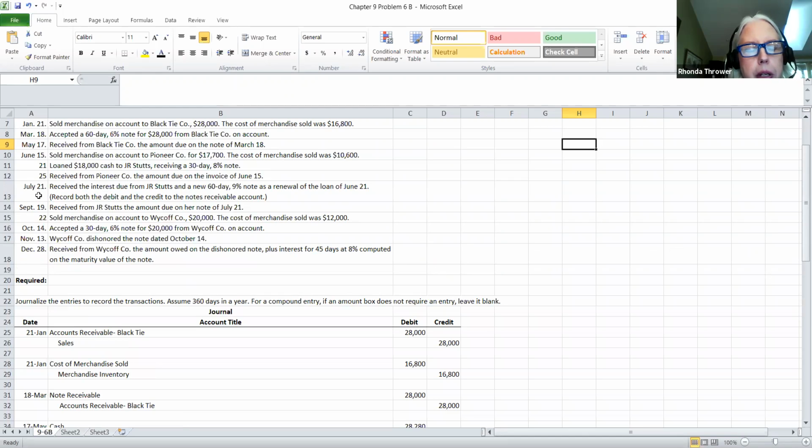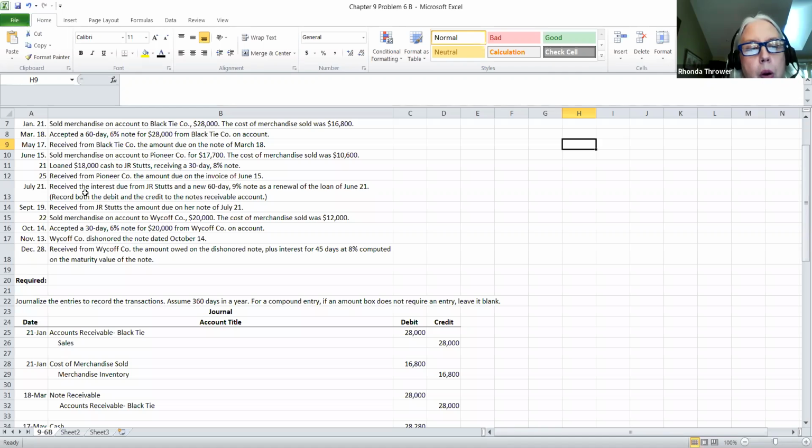On July 21st, we received the interest that was due from J.R. Stutz and a new 60-day 9% note as renewal of the loan on June 21st. So on June 21st, when we loaned this money to J.R. Stutz, we established a notes receivable for 30 days at 8% interest. And so 30 days later, which would be July 21st, that note receivable is due.